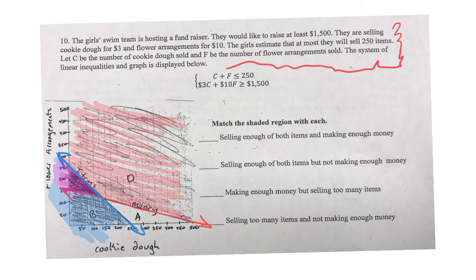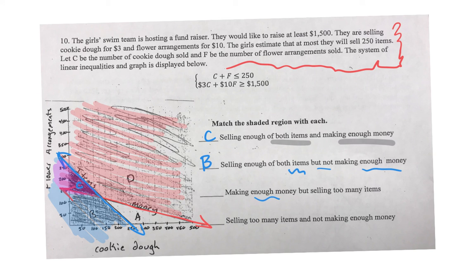So that answers the first question here, selling enough of both items and making enough money. I'm selling the right amount of items, I'm making the right amount of money, and I think there's supposed to be a letter C there. So that was region C, satisfying both of the inequalities. Selling enough items, but not making enough money: I'll be in the blue area, but not in the red area. So that would be region B.